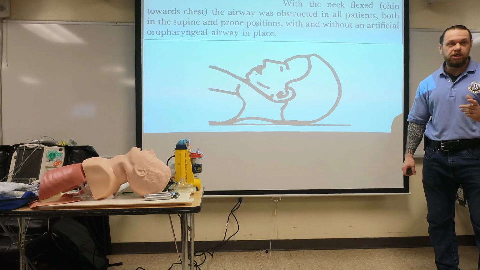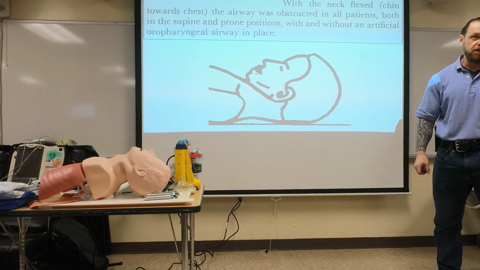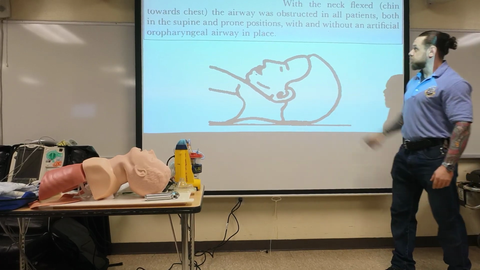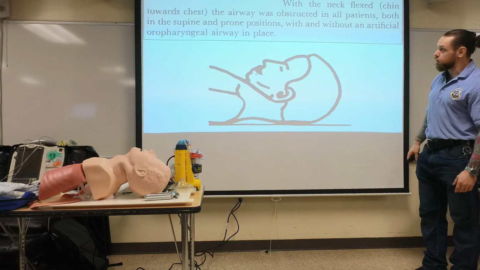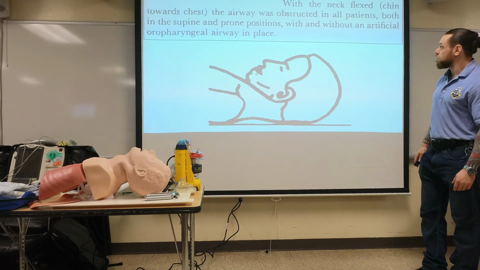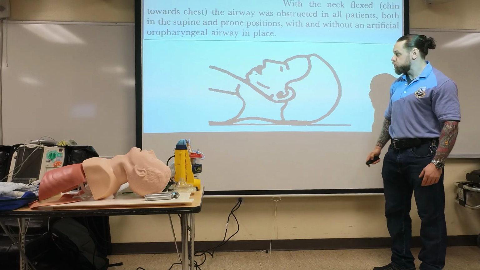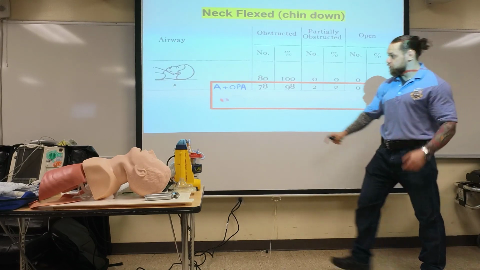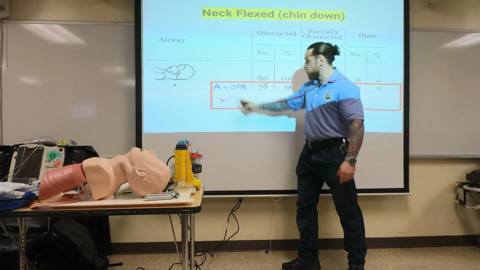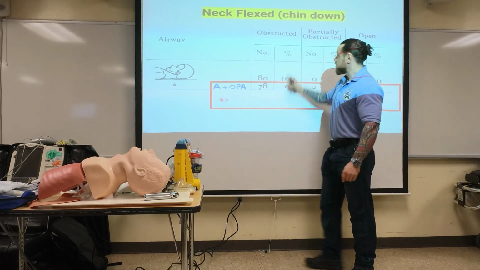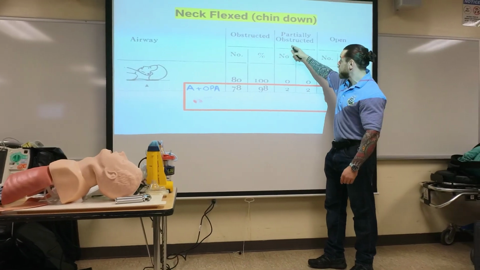So he conducted all these airway studies that everybody seemed to forget. He said with the neck flexed, chin towards the chest, the airway is obstructed on all patients in both supine and prone positions, with or without the OPA in place. So let me show you his data. You have this patient like that. They put an OPA, so this is position A plus an OPA. This is airway obstructed. This is airway partially obstructed.